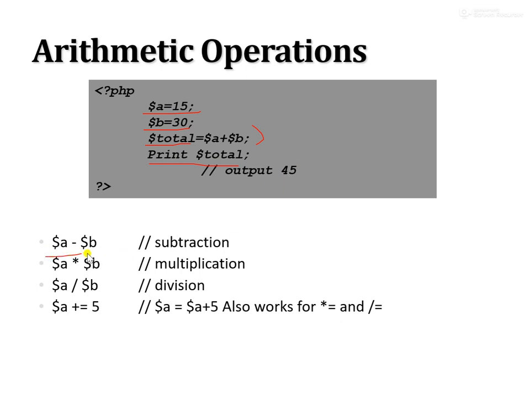Okay, for subtraction you can do it like this, and similarly multiplication and division. And if we write a plus equals 5, what will be the value of a? A will be assigned a plus 5, so a is 15, 15 plus 5, a will be 20. So these are simple examples.